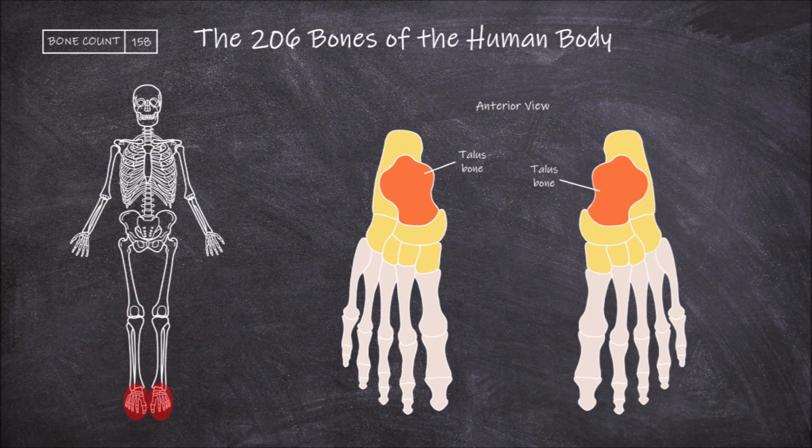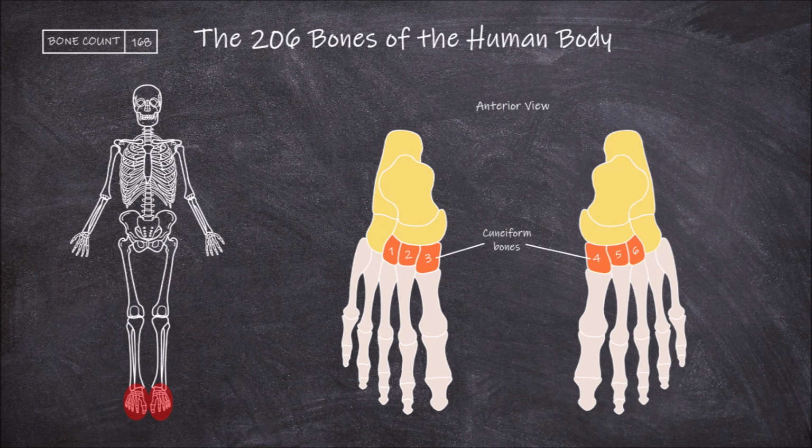Next up are the 2 cuboid bones, again one in each foot. This takes us up to 160 bones. The next bones are the 2 navicular bones, one in each foot. This takes us up to 162 bones. Next up are the 6 cuneiform bones, 3 on each foot. This takes the total up to 168 bones.